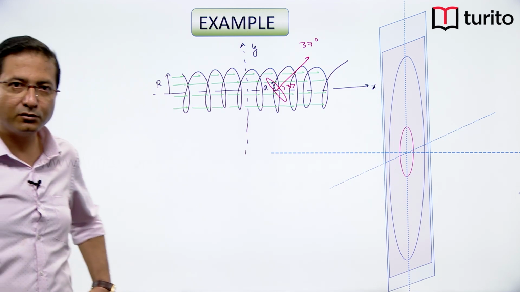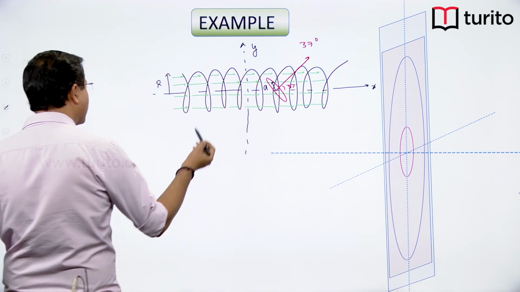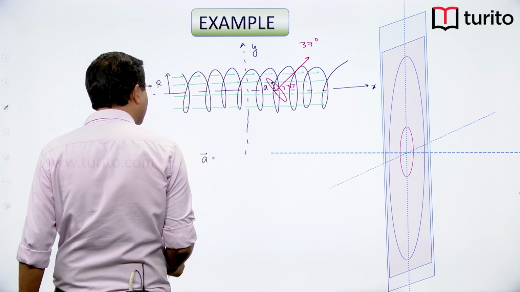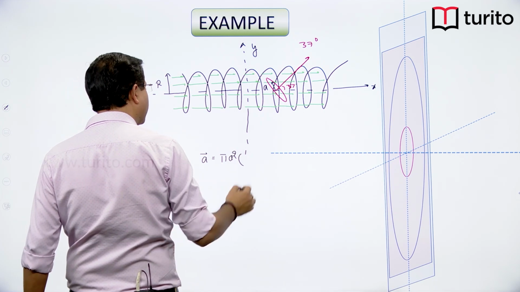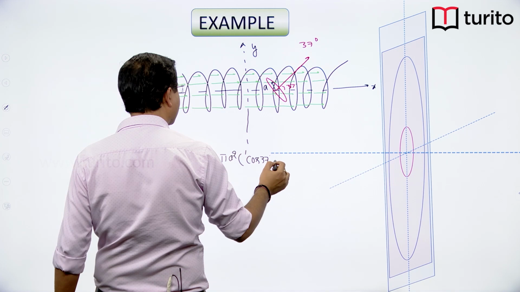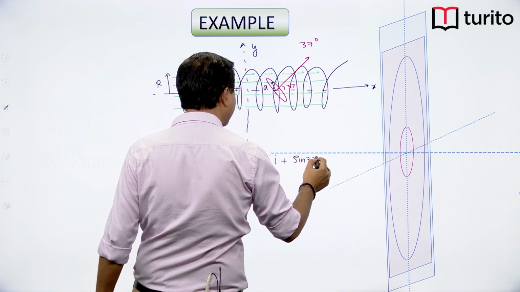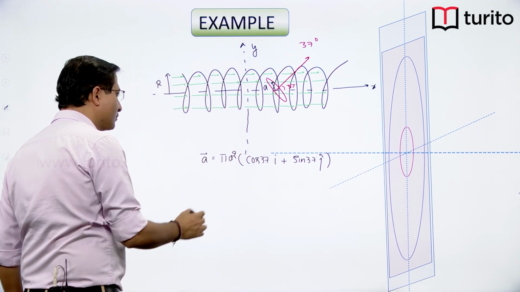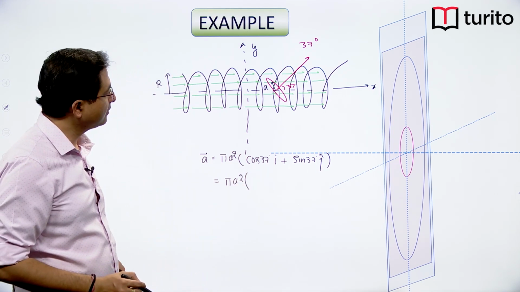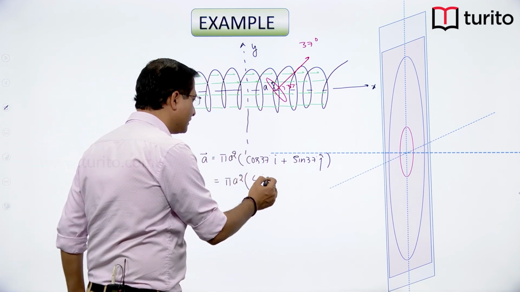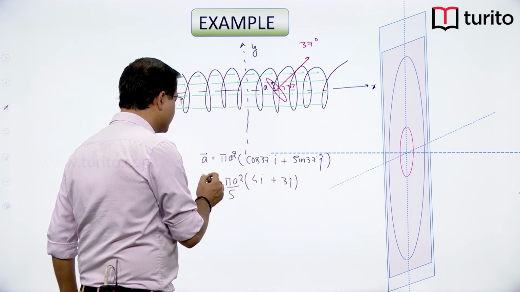Now the question is, what is the flux passing? You already know the magnetic field formula. You can derive that formula using Ampere's law also. So I can write A in vector form, that is pi a square in bracket cos 37 i cap plus sin 37 j cap. So let's simplify. Pi a square in bracket, cos 37 is 4 by 5, so 4i, similarly sin 37 is 3 by 5, 3j, and 5 I am taking out. So this is vector A.